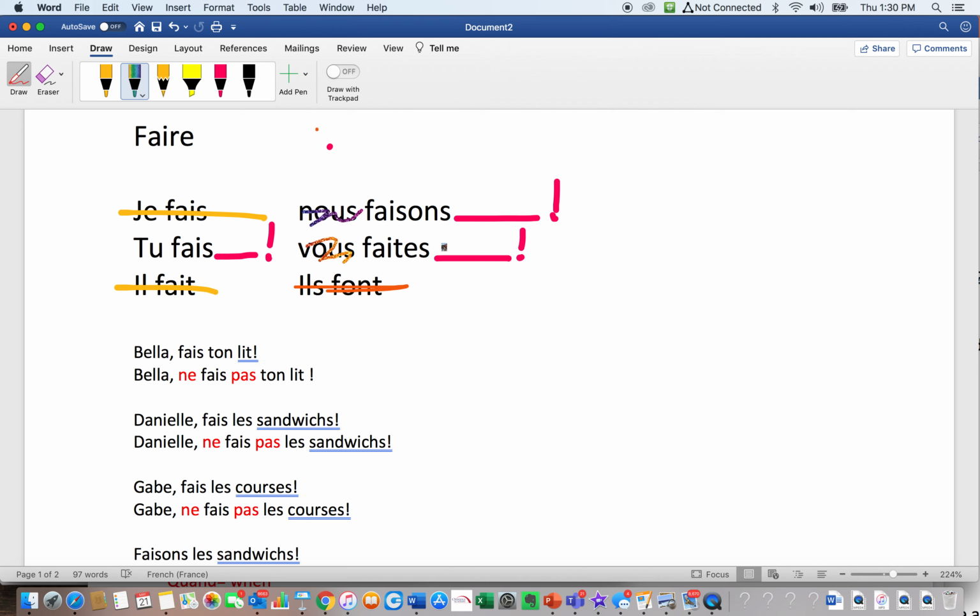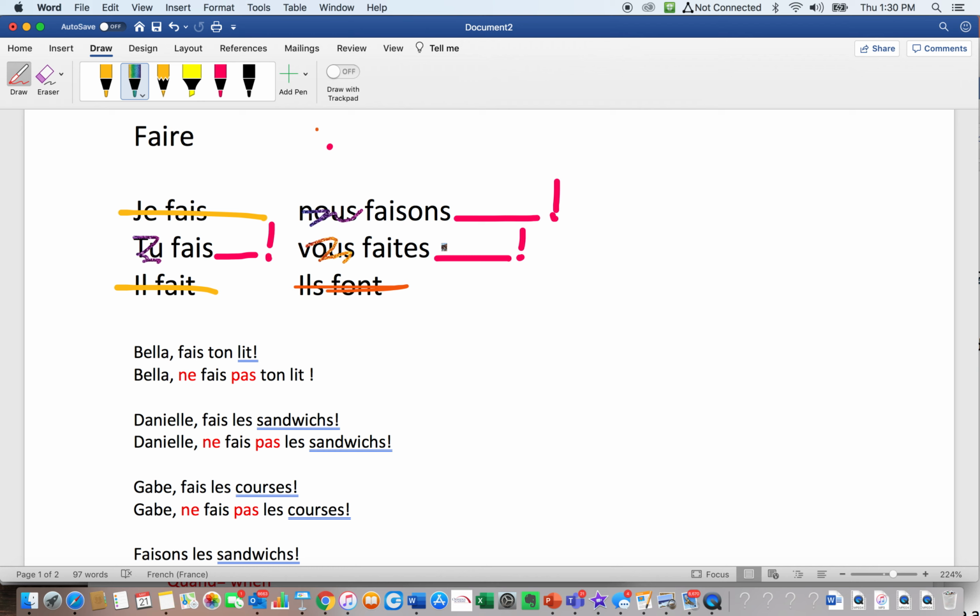But we would have to get rid of the personal pronouns, so we'd get rid of the tu, the nous, and the vous. So the only ones left are what we have. And what do we do next? We add an exclamation point. So for example, we would say, Bella, fais ton lit. Daniel, fais des sandwiches, etc.